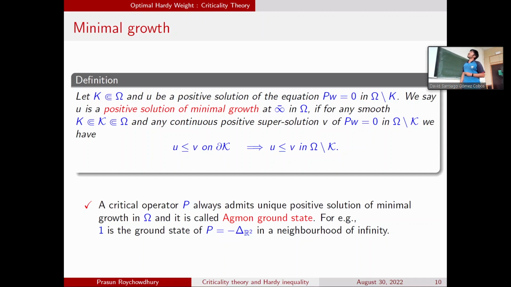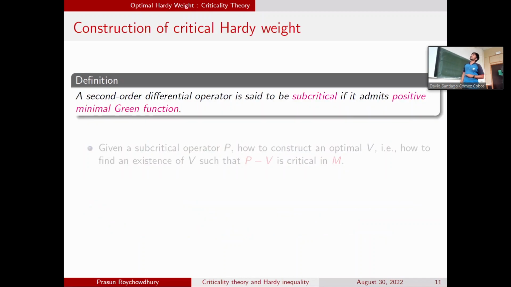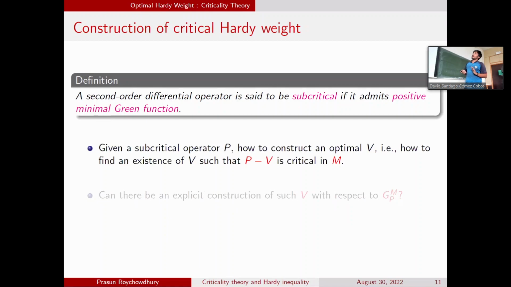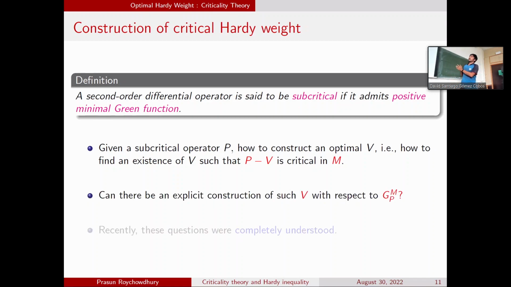Now let me go to the construction of Hardy weights. Suppose some operator is not critical, then we say it's subcritical, and precisely we define a subcritical operator as one that admits a positive minimal Green's function. Again, minimal in the sense of pointwise minimality. So now the question is, suppose we have a subcritical operator, corresponding to which we have a minimal Green's function. Say the notation of that Green's function is G_P^M, on some manifold M, where P is that operator.